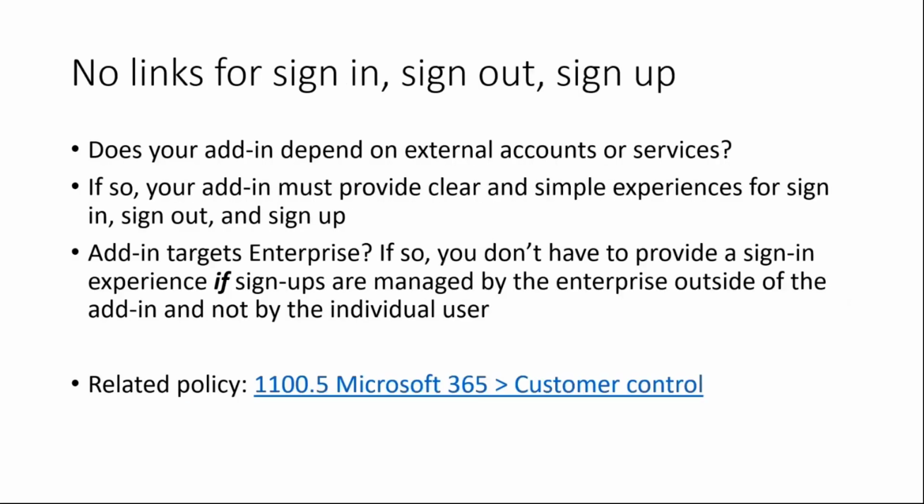Next up, no links for sign in, sign out, or sign up. So it's like, hey, here's a sign-in screen. It doesn't say what you're signing in with, anything like that. And so you want to make sure that that information is very clear on the add-in sign-in screen. If they need to sign up, you want to make sure that all those links are really clear. They know exactly what they need to do as they go through the add-in experience. Is there an easy link to sign out once they're in?